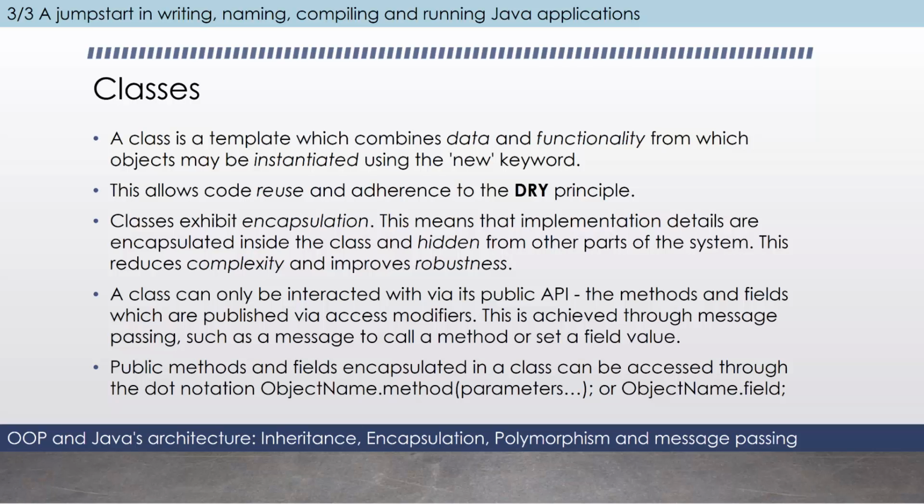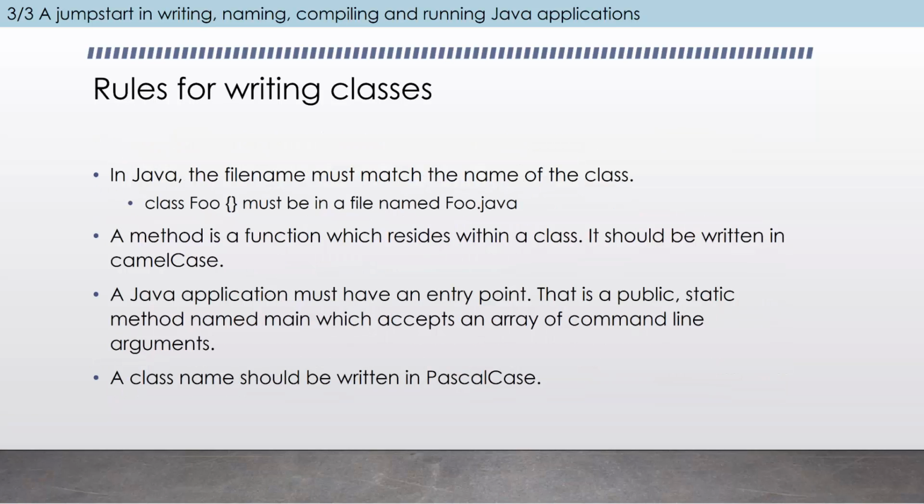Just as a reminder again, we're using the dot notation to call methods and also to get fields that are made public by a particular class. In Java there are a number of rules for writing classes, and you've already encountered some of them. The first is that the name of the class must match the name of the Java file.